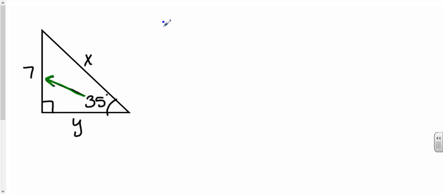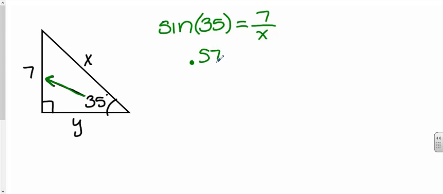So we're going to label it up. Sine of our angle, or sine theta, sine of 35 is opposite over hypotenuse. Now sine 35 is just a number, and if you plug that into your calculator, I'm going to round a little bit, you get 0.57 equals 7 over x.